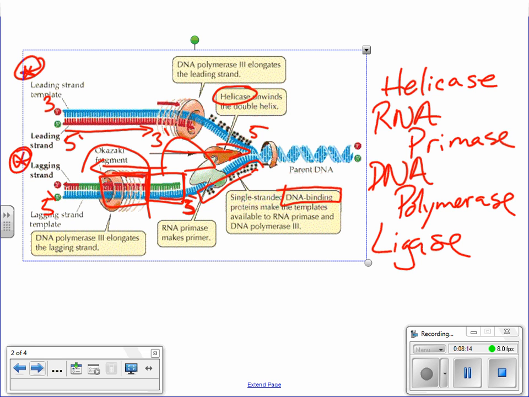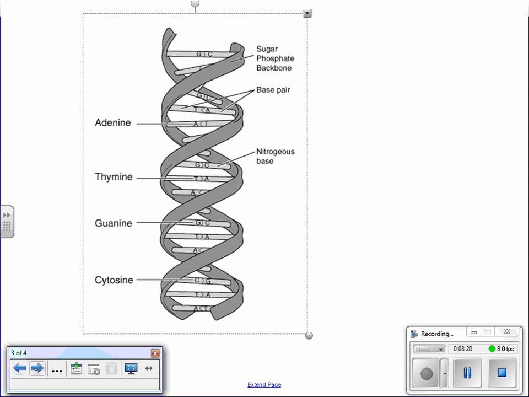So those are the proteins that are at work in DNA replication. And that's the overview for that.